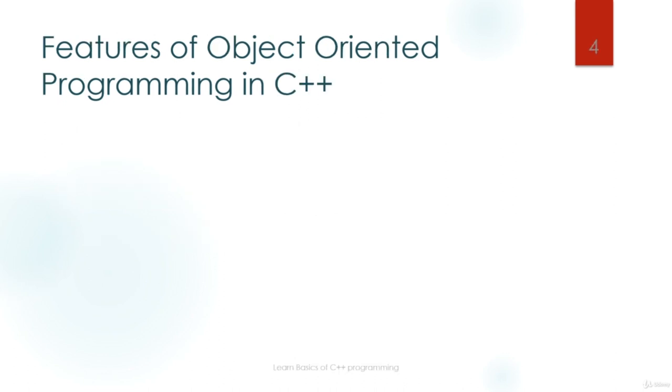It is necessary to understand the features of object-oriented programming in C++. What are classes? Classes are the blueprint for the functional entity, which define its properties and functions. Then what is an object? Objects are the basic runtime entities in an object-oriented system, which have state and behavior. An object is an instance of the class. All the members of the class are accessed through the objects.